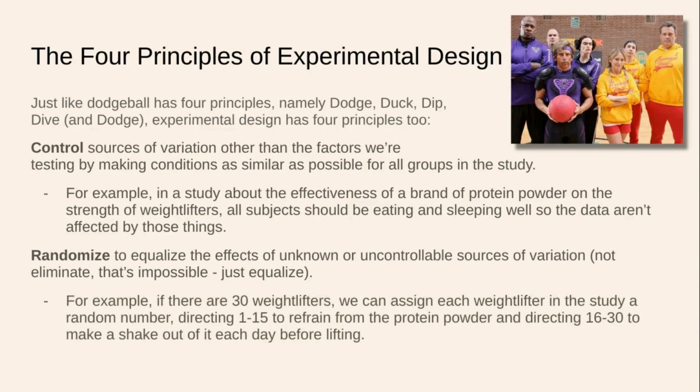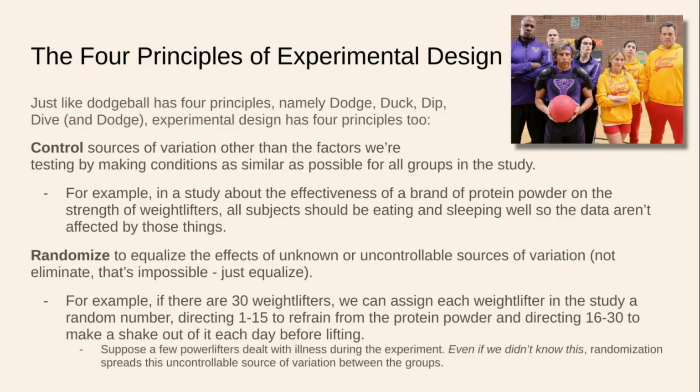So for example, if there are 30 weightlifters, we can assign each weightlifter in the study a random number, directing 1 through 15 to refrain from protein powder and directing 16 through 30 to make a shake out of it each day before lifting. And here's the power of randomization.